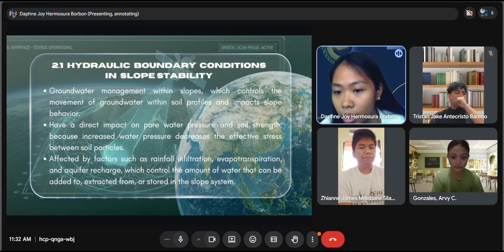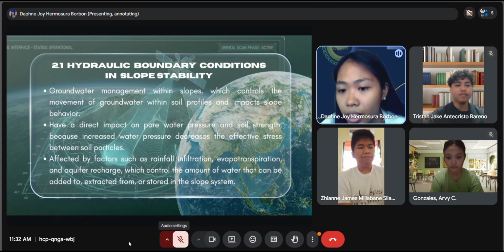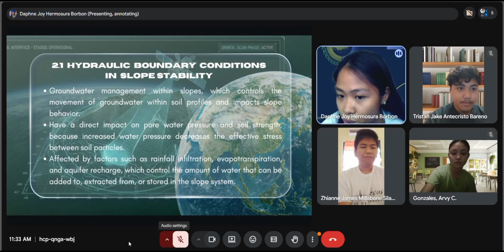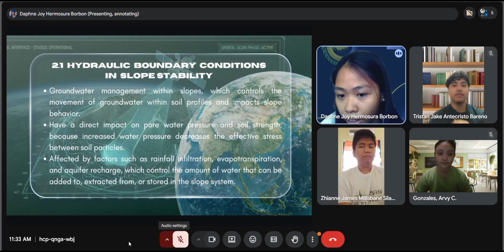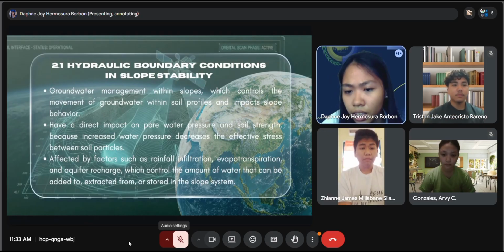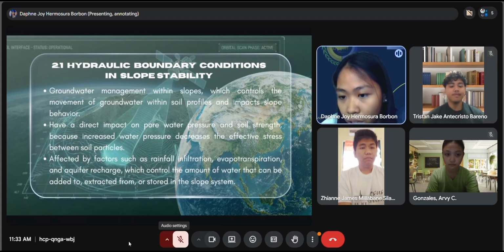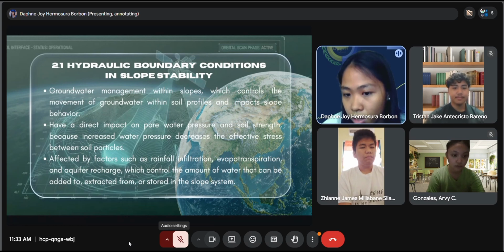2.1 Hydraulic Boundary Conditions in Slope Stability. Hydraulic boundary conditions refer to the factors that control how groundwater flows, is stored, and moves within slope materials. These conditions are very important in slope stability analysis because they directly influence pore water pressure, which is one of the main factors controlling soil strength and overall slope stability. In general, these conditions are governed by rainfall infiltration, evapotranspiration, and aquifer recharge. These processes act as the main water inputs and outputs in a slope system, determining how much water enters, leaves, or remains stored within the soil layers over time.